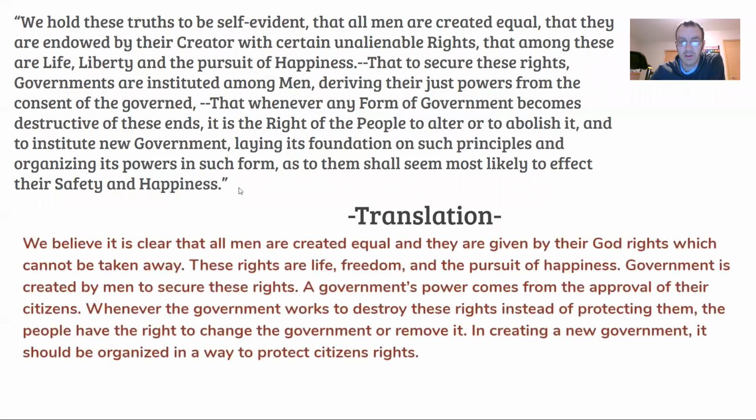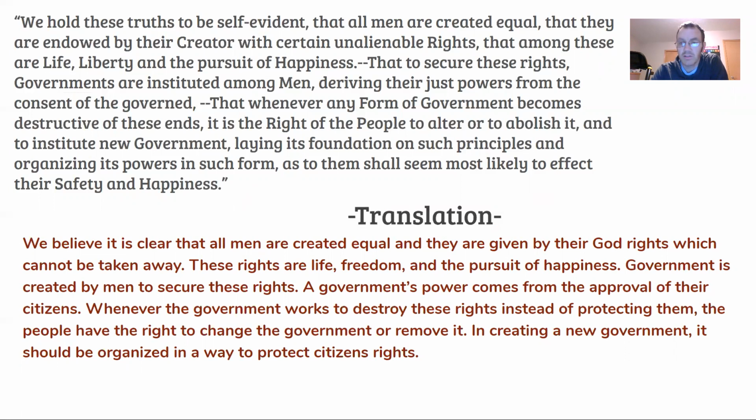So here's my translation. We believe it is clear that all men are created equal, and they are given by their God rights which cannot be taken away. These rights are life, freedom, and the pursuit of happiness. Government is created by men to secure these rights. A government's power comes from the approval of their citizens.